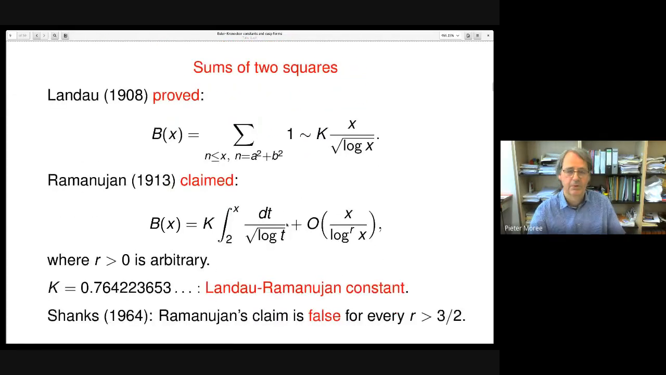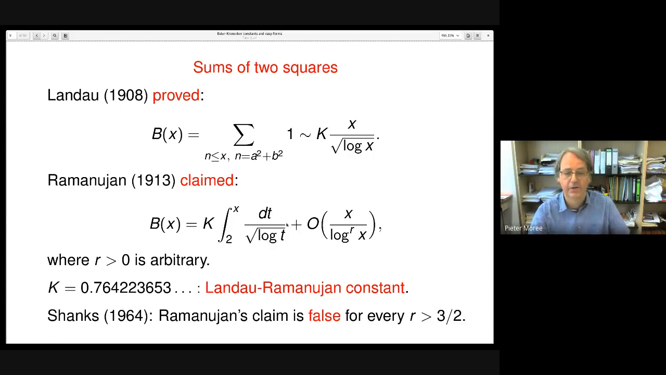Then we come to Ramanujan in 1913. What was the case in 1913? That was the year that Ramanujan wrote his first letter to Hardy. And this contained many mathematical statements, some of which Hardy could classify, and some were known and so on, and some were totally mysterious.